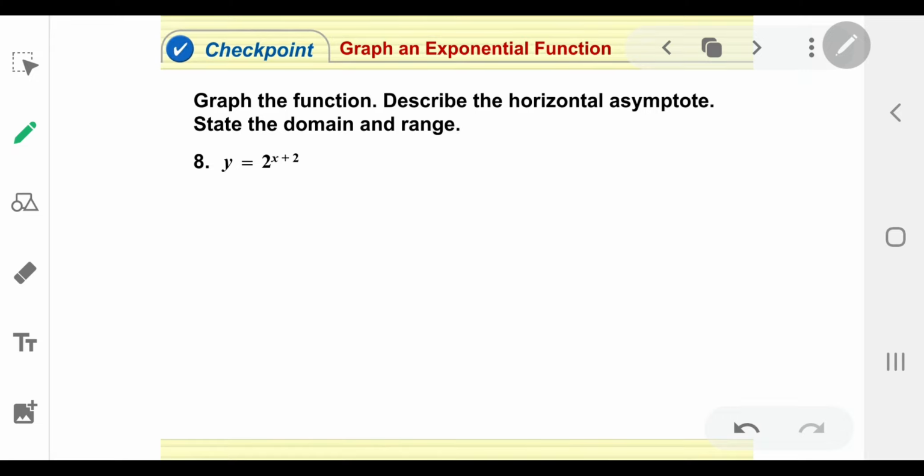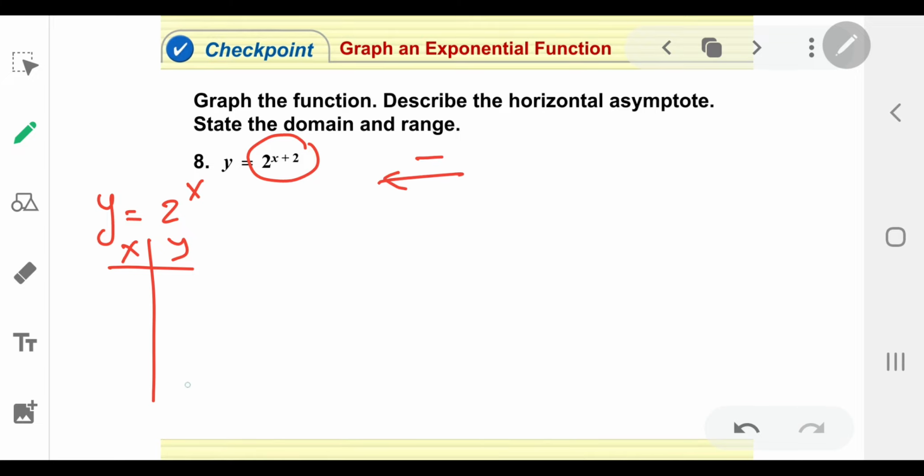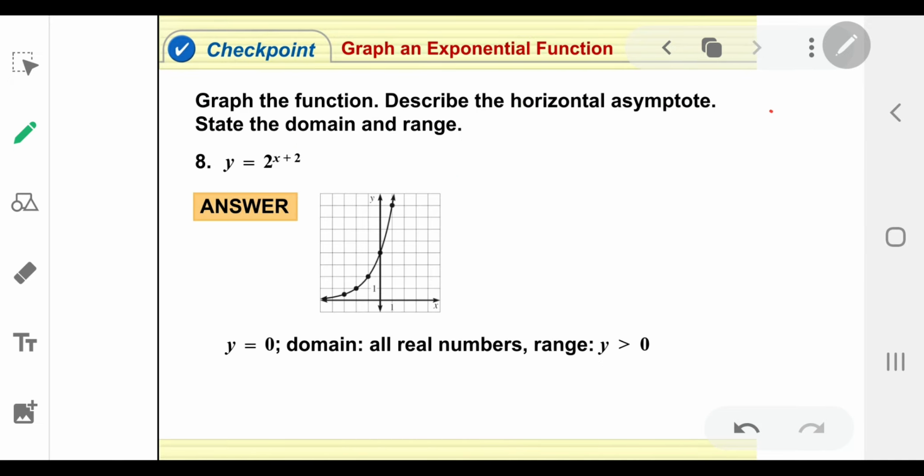Again, pause the video and try to answer this one following the same steps we said earlier. You start by graphing the basic function, y equals 2 to the power x. You decide about the translation, yes, sure. Adding 2 to the x causes horizontal translation to the left. And then you shift all the points to the left, 2 units. Here is the new graph.